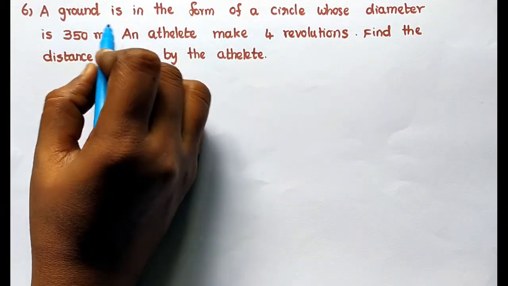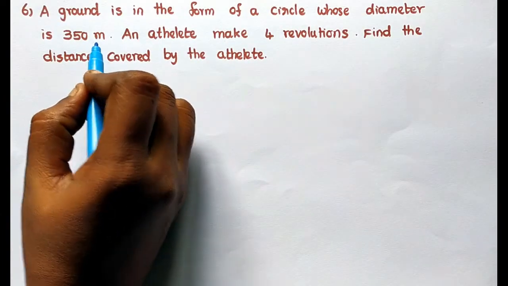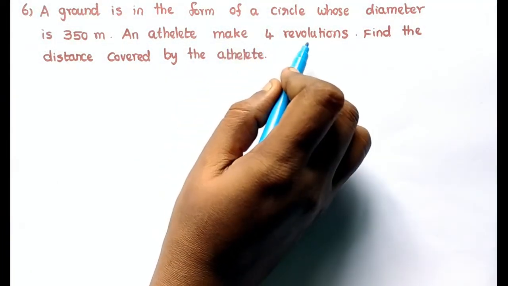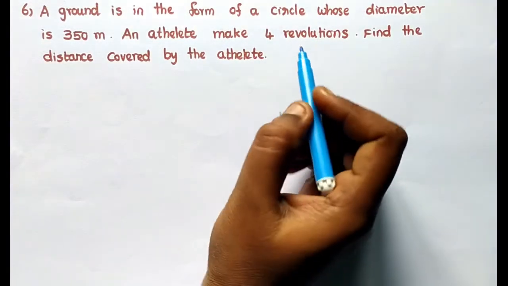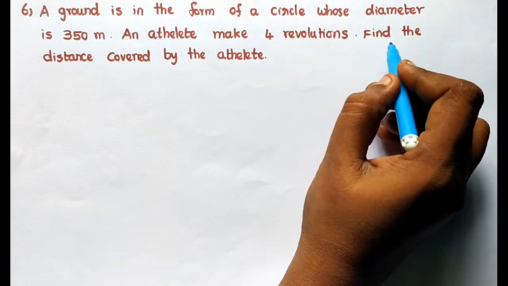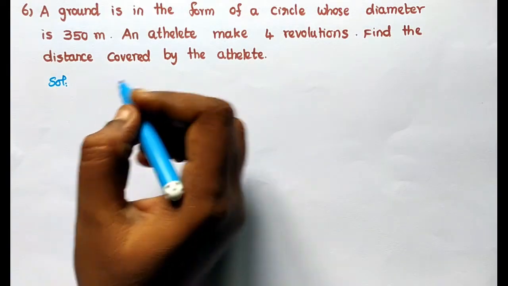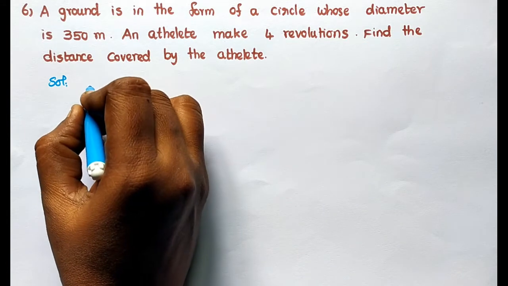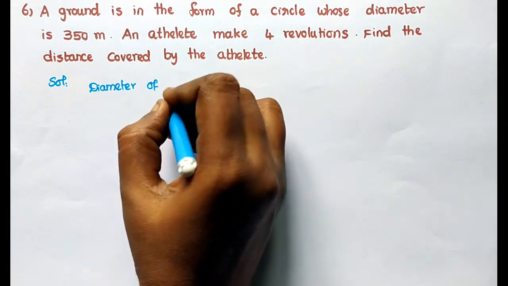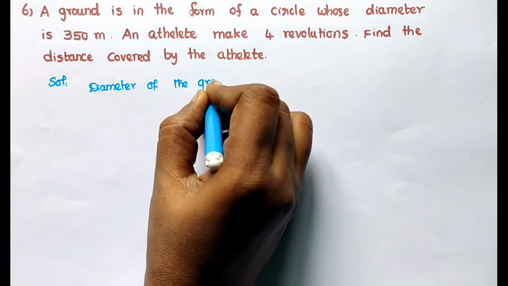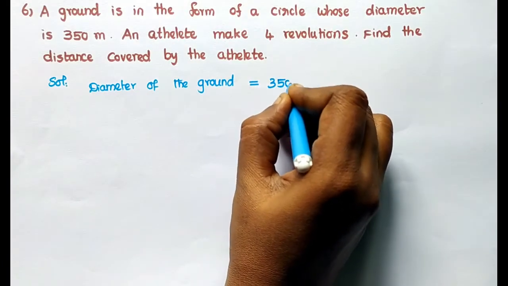Sixth sum, a ground is in the form of a circle whose diameter is 350 meter. An athlete makes 4 revolutions. Revolution, rotation, circumference are the same in these measurements of a circle. So find the distance covered by the athlete. Listen. They gave the diameter of the ground. Diameter of the ground equal to 350 meter.